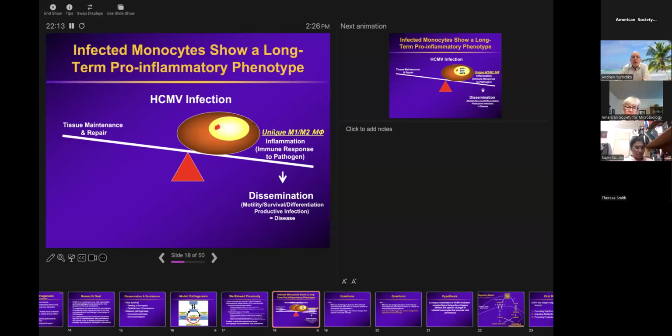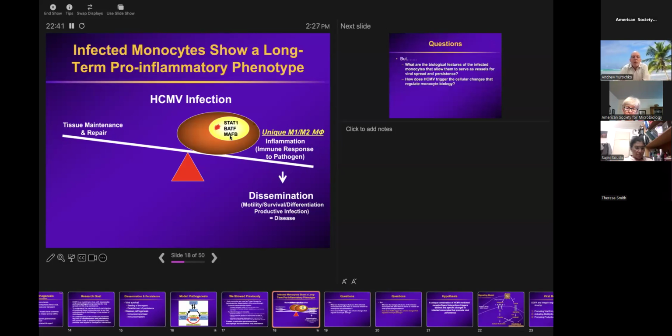It creates unique types of macrophages. And again, I unfortunately don't have time to tell you about some of this old work. Everything it does to manipulate the cells promotes dissemination, from motility, survival, differentiation, and lastly, which I am going to talk about today, is really the virology and cell biology of how a virus enters these cells, forcing a productive infection. And at the end, I'll try to tie it back to disease. Now, we've done a lot of omics profiling.